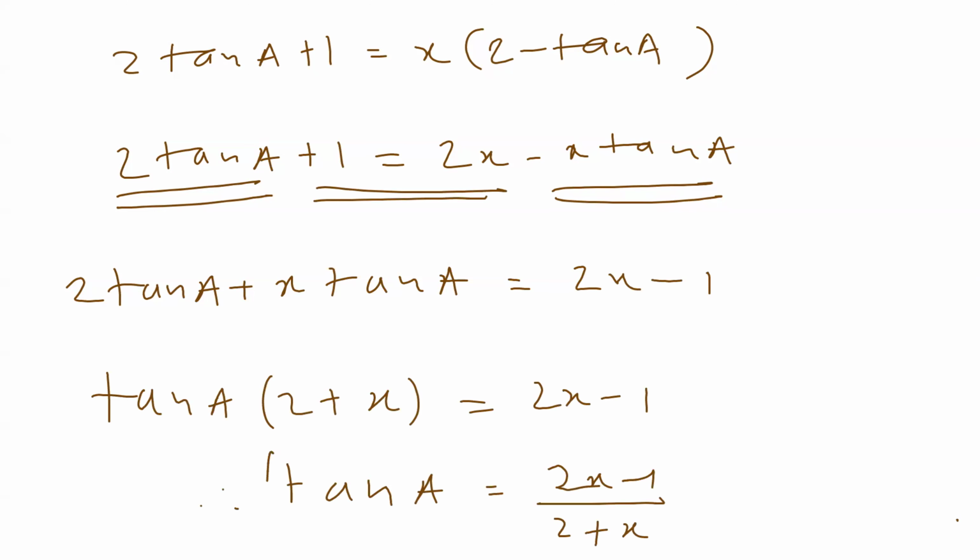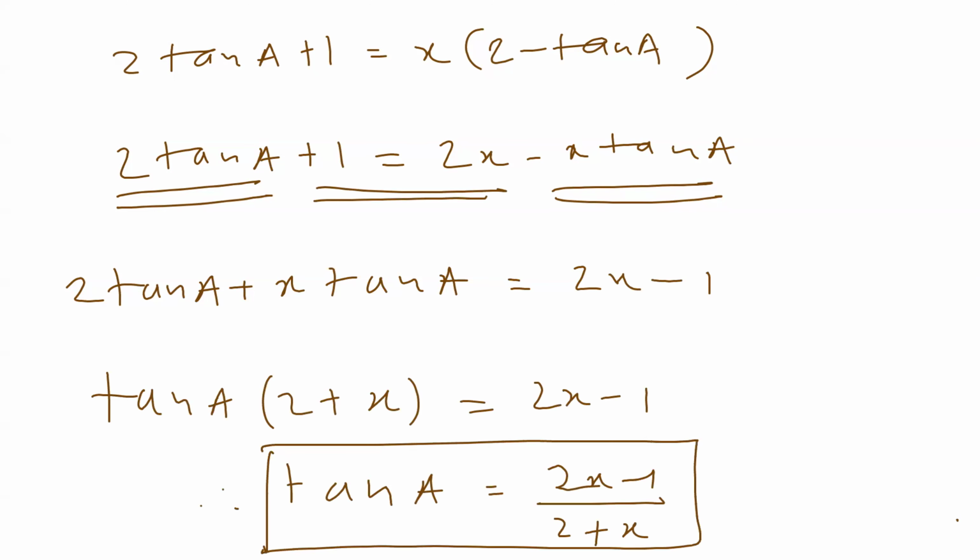Fine. So this is your answer. They wanted tan A to be proved to be 2x minus 1 upon x plus 2. So that is what we have got. 2 plus x and x plus 2 are one and the same thing. Next part of the question: they are asking you tan(A minus B) in terms of x.